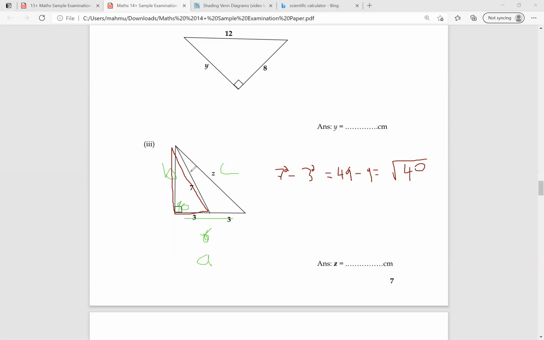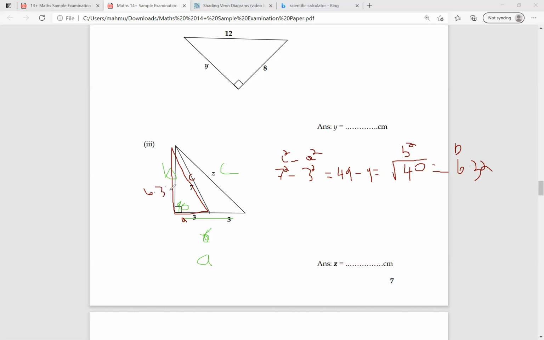But this is your C, this is your A, and this is your B. So what we've done is C squared minus A squared, which is giving me B squared. Now to find B on its own, we square root it. If I do it quickly on my calculator, square root of 40 should give me 6.32. So now my B is equal to 6.32.